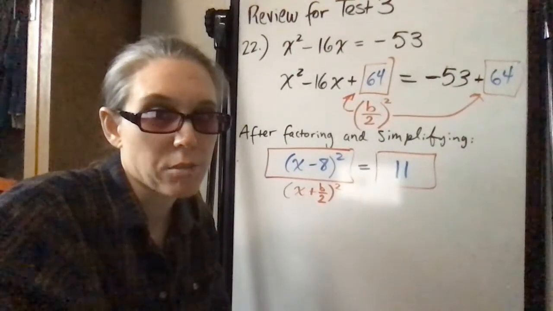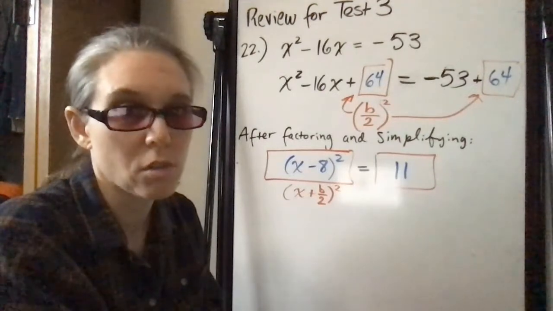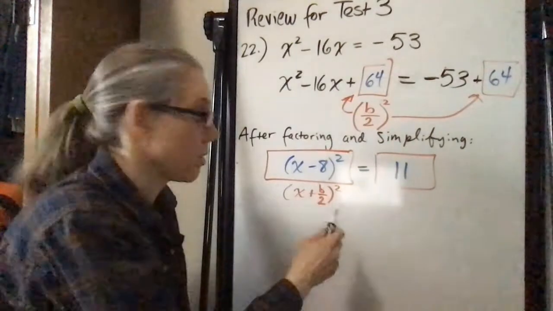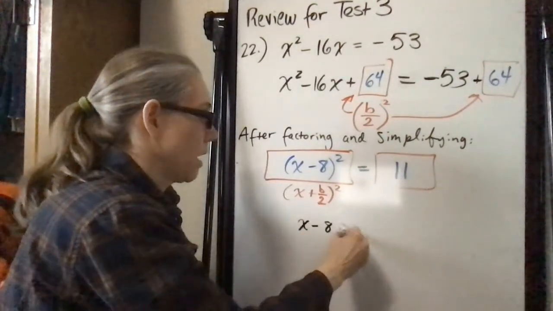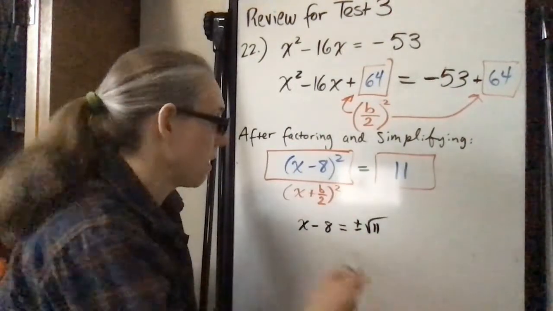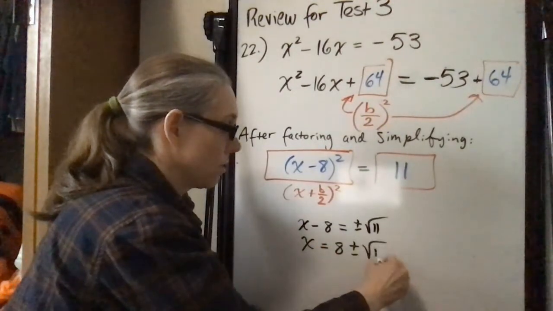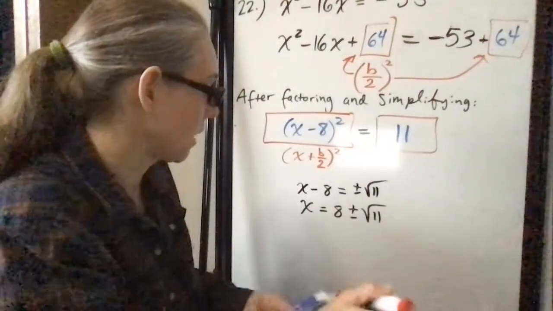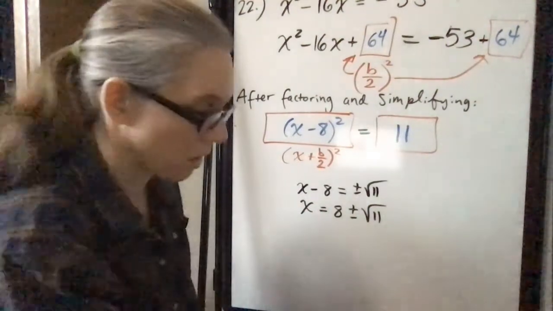So that's the after factoring and simplifying, and then you're supposed to solve. You don't have to show the work of solving. You just go ahead and do the work on your scratch paper. But when you take the square root of both sides, you end up with x minus 8 is equal to plus or minus square root of 11. And then that becomes x is equal to 8 plus or minus the square root of 11. It actually wants you to list it, though, as two separate answers.